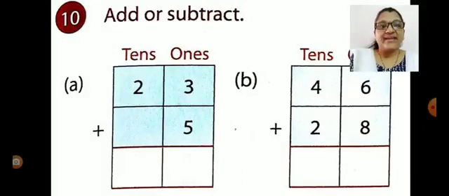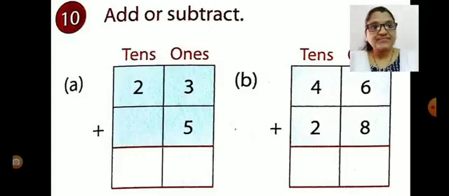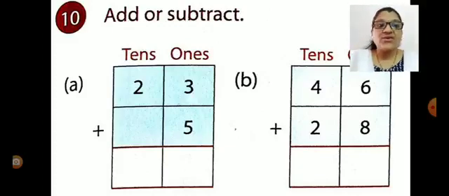Yes. Question number 10. Add or subtract. Example A. The example given is 23 plus 5. Yes, children, in addition with the vertical method, we first add numbers in ones place. So add number 3 and number 5. We get number 8. And then the number at tens place we have to write as it is. So number 2 will come here. And the answer is 28.